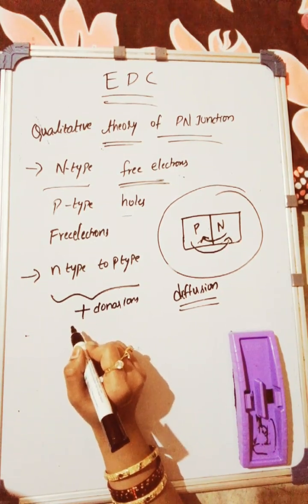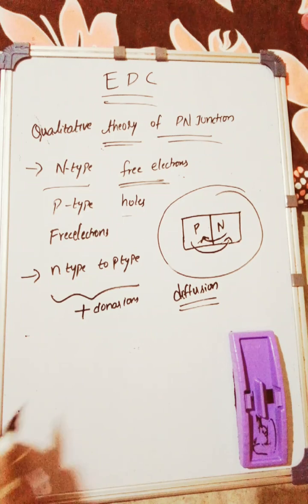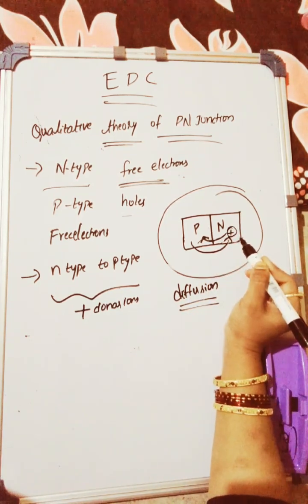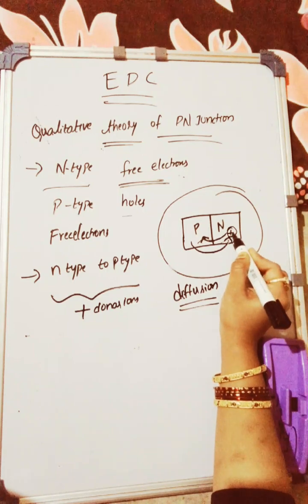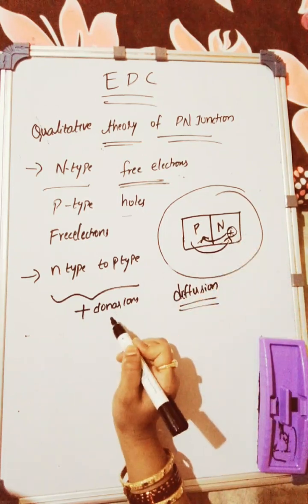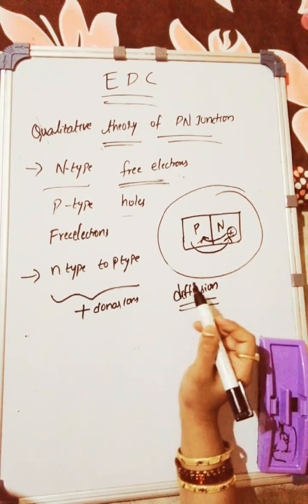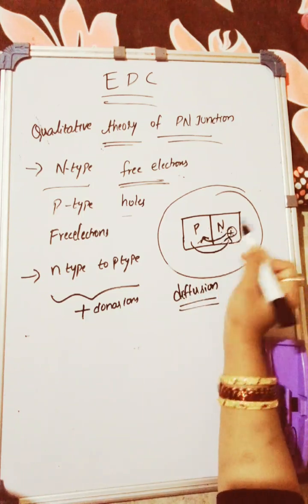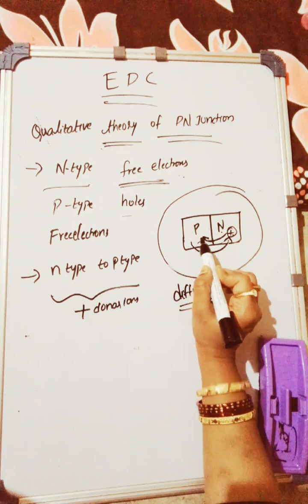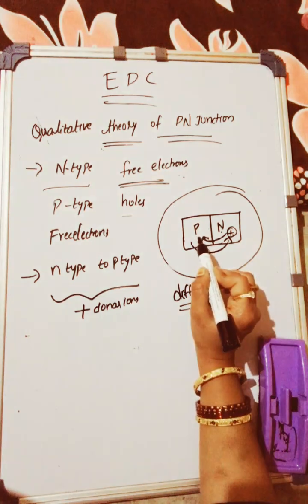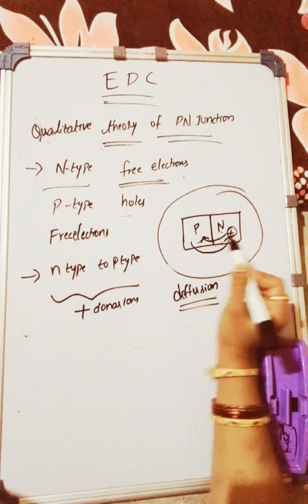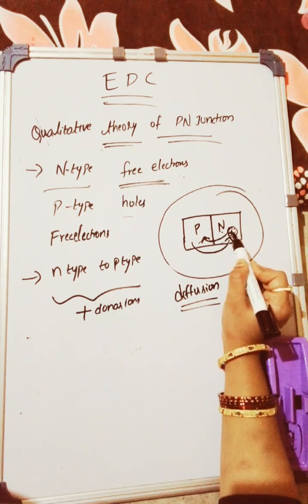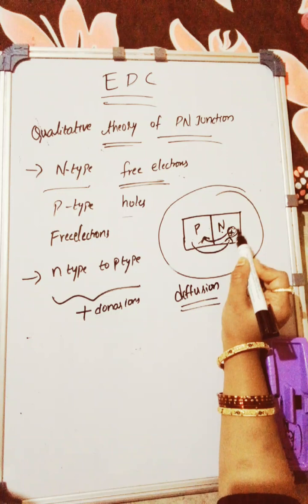Hence, a positive charge is built on the n side. Again, see, as free electrons move across the junction from the n side to the p side, positive donors are uncovered. Hence, the positive charge is built at the n side of the junction.